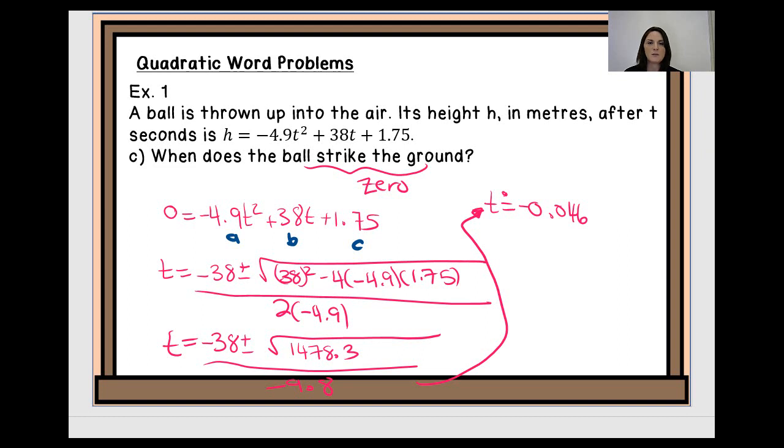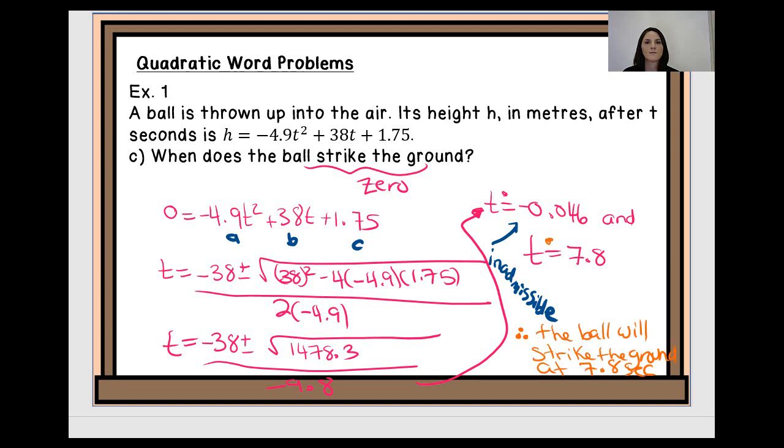And this one is inadmissible because time cannot be negative. And t is equal to 7.8. So therefore, the ball will strike the ground at approximately 7.8 seconds. Okay, let's go ahead and look at our next example.